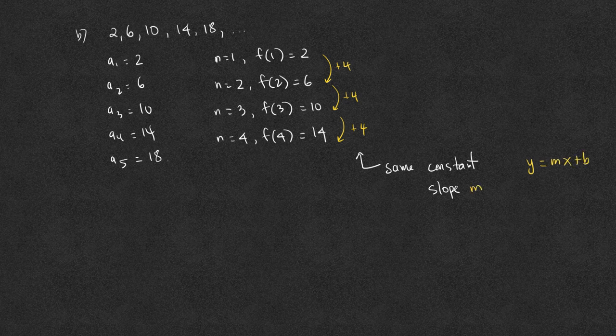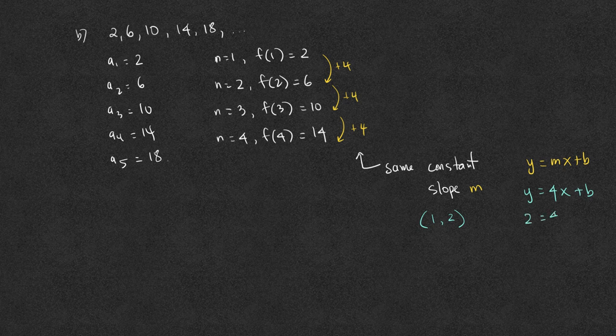The slope is the constant rate of change, and we know that the slope is 4. And so y equals 4x plus b. To find b, we just simply use any point. It is convenient to use the first point: when n equals 1, f of 1 equals 2, or the input is 1, the output is 2.